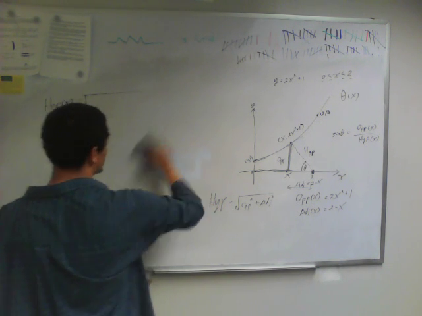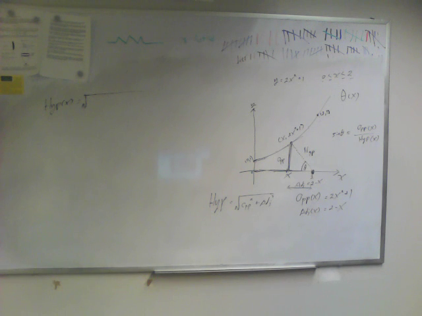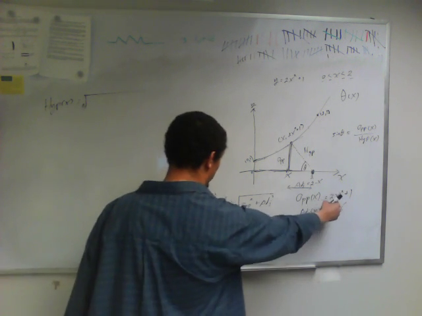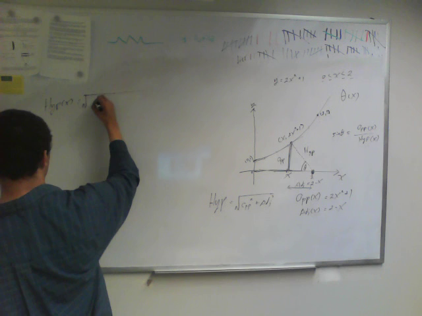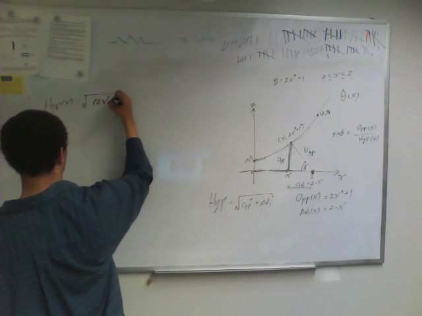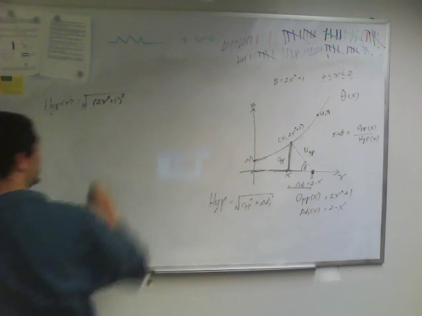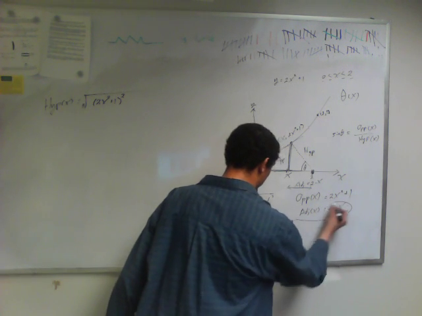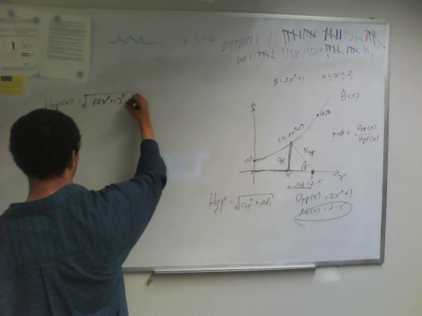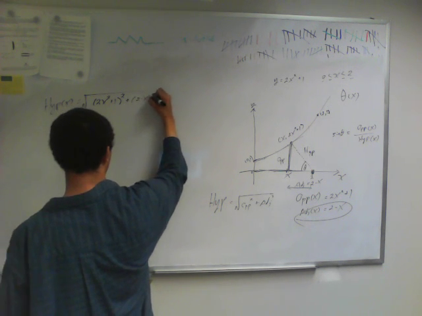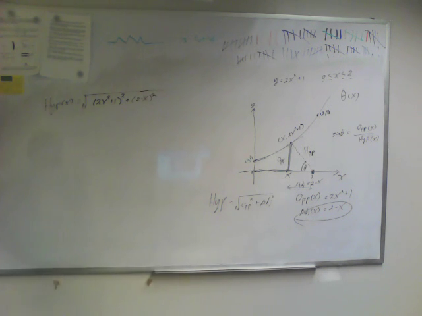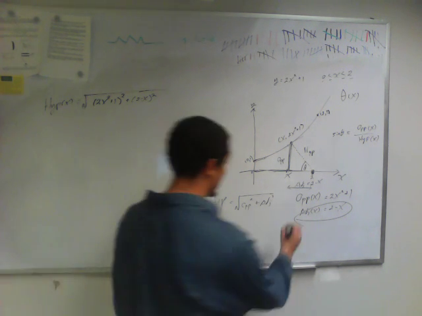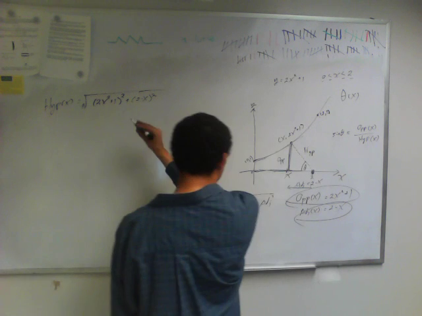So that's going to be the square root. Let me get rid of all this. It's going to be the square root of the opposite squared. So that's 2x squared plus 1, 2x squared plus 1 squared. Square that whole thing. Plus the adjacent side squared. That's this part here. Right? So that's 2 minus x squared. So that's the hypotenuse.